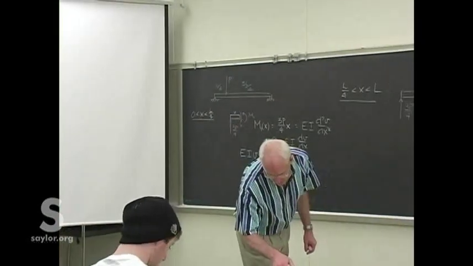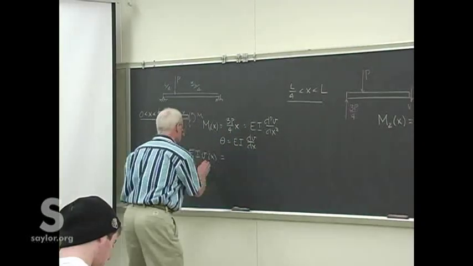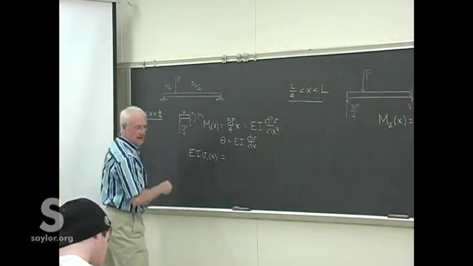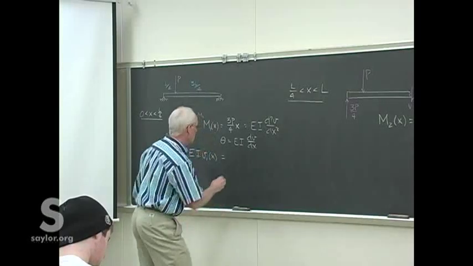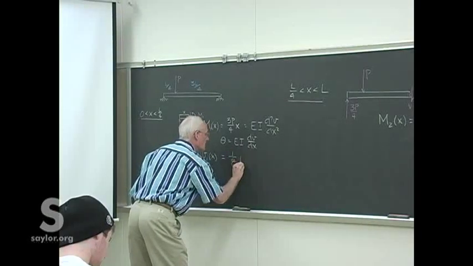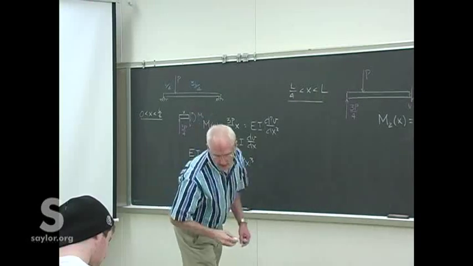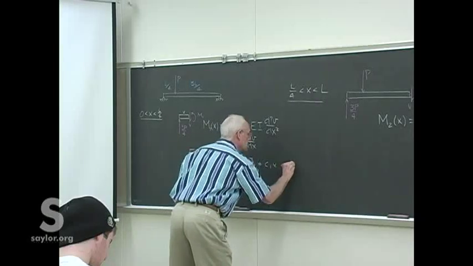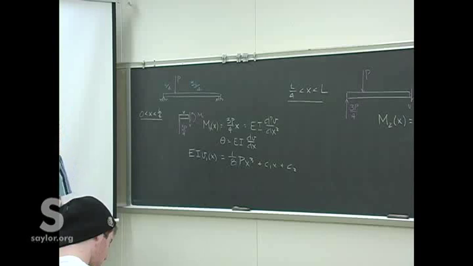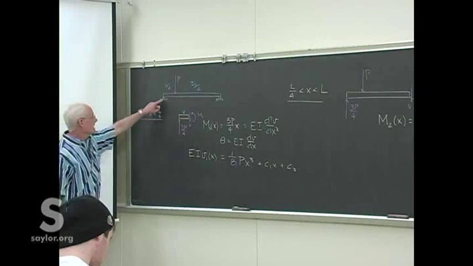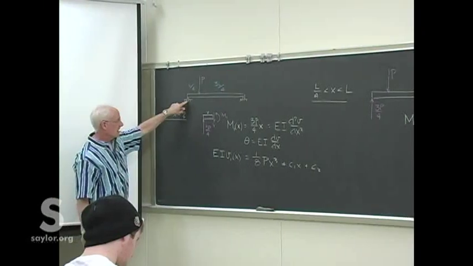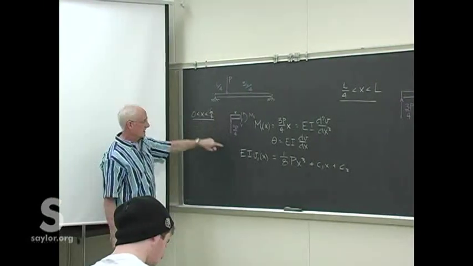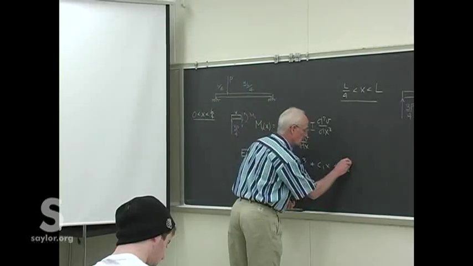All right, for this one, hopefully you got something. We'll call this V1 for that side of the beam. 1/8 P x cubed plus c1 x plus c2. Get something like that? C2 is 0. And so we can take care of just one of them at x equals 0. The deflection is 0, so we know that C2 is 0.